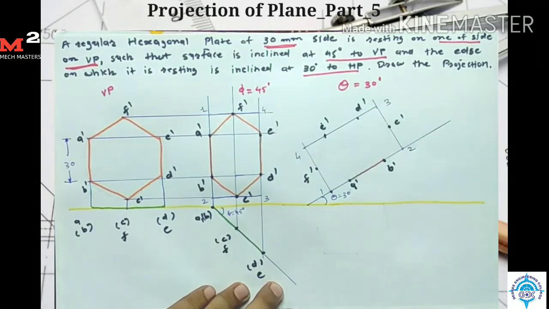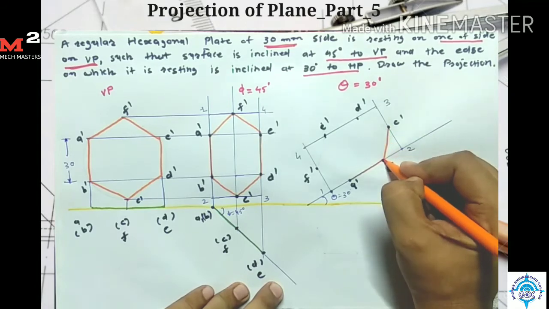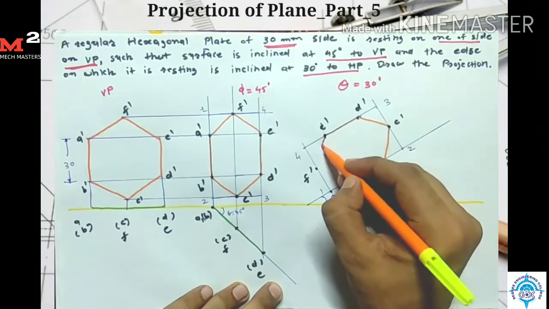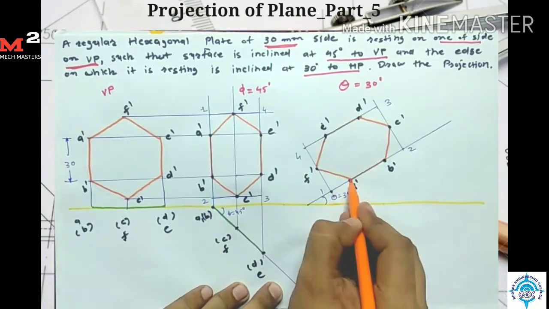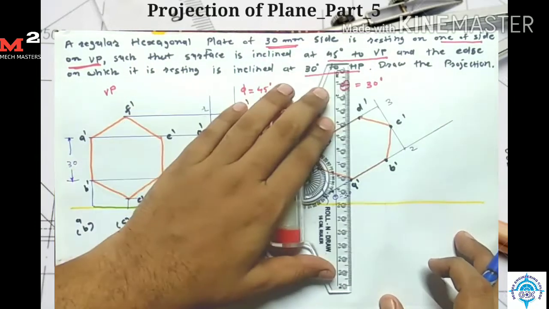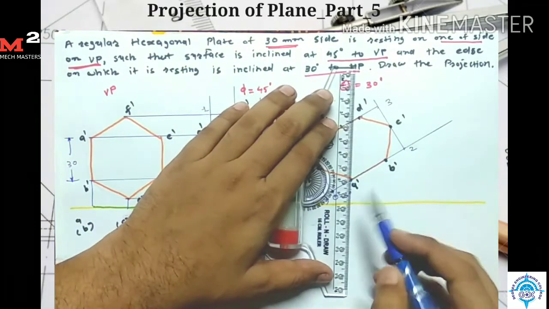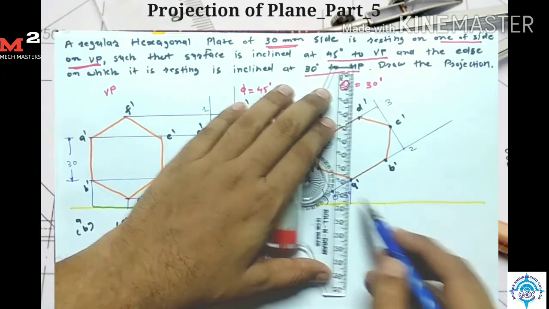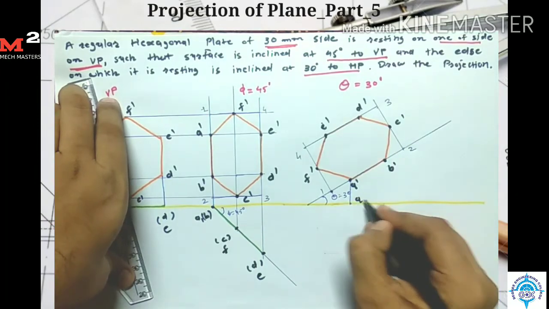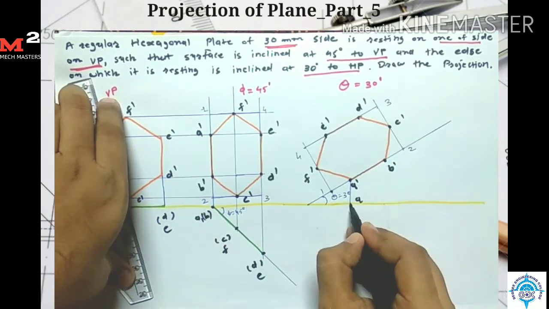After joining these points I get my hexagon: A dash B dash, B dash C dash, C dash D dash, D dash E dash, E dash F dash, and F dash A dash. So in this way I complete the front view for the third stage. Now for drawing the top view, I simply take the projection from all the points. First I take the projection from point A dash. I get the projection from here and from here. So here I get my point A.